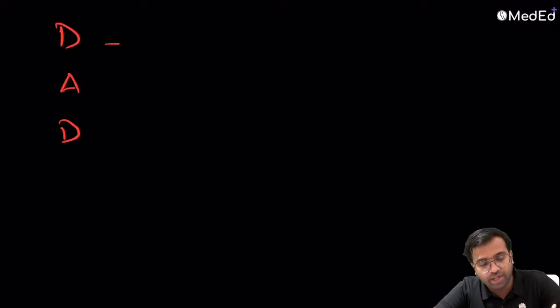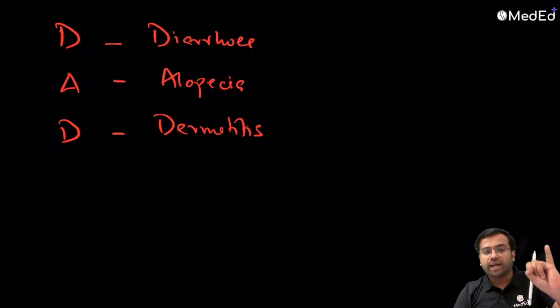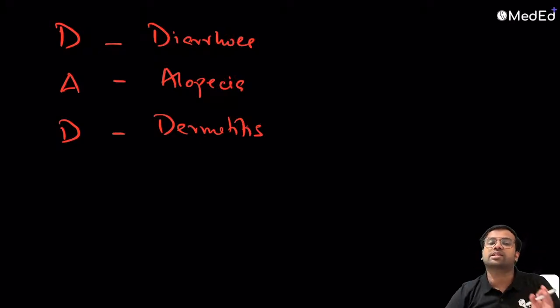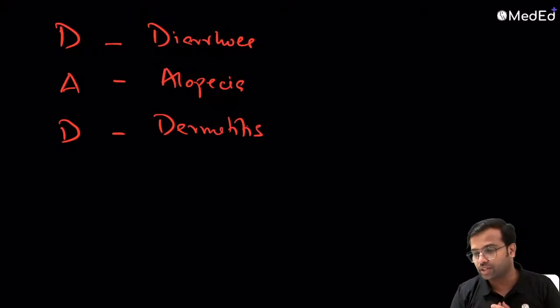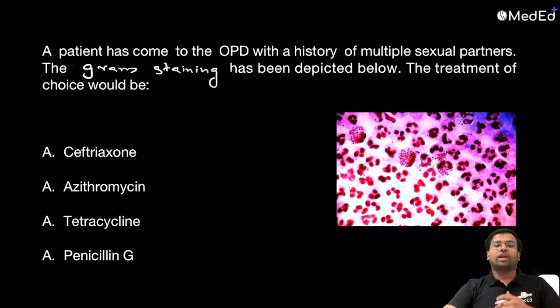And you can also remember there is a triad of symptoms which you can remember as DAD. D stands for diarrhea, A stands for alopecia, and D stands for dermatitis. So diarrhea, alopecia, dermatitis, this is a triad of symptoms which you can find in acrodermatitis enteropathica, which is due to zinc deficiency. Fine. So now let's go to the next question.